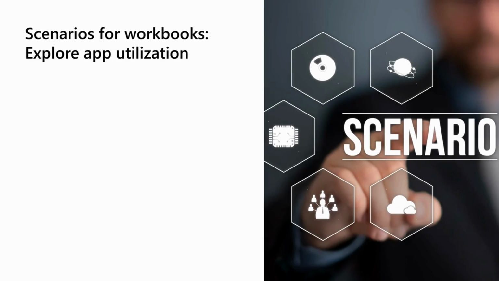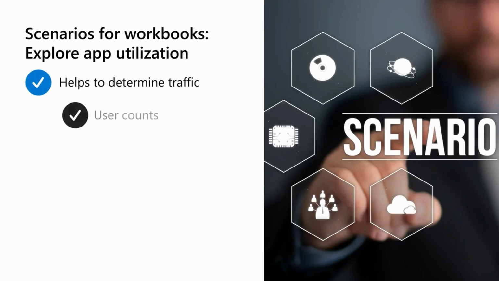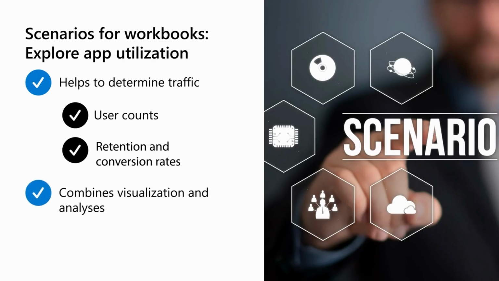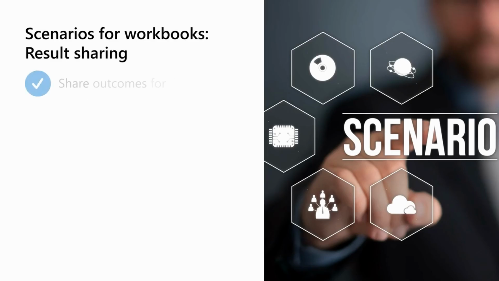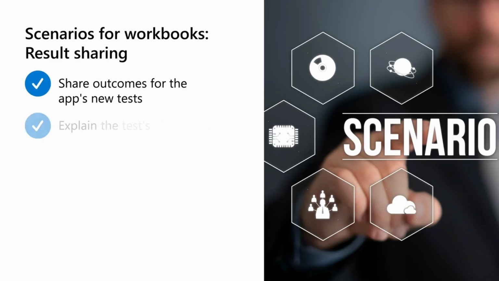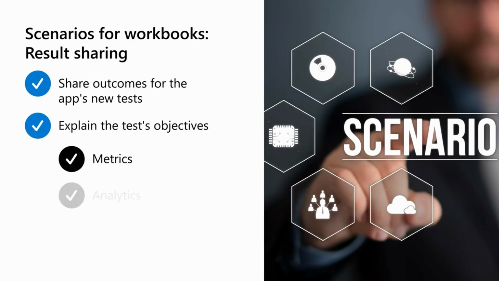Explore app utilization. This scenario aids in comprehending app usage traffic in terms of user counts, retention, and conversion rates. Unlike other usage analytics solutions, workbooks incorporate numerous visualizations and analyses. Describe the new function. Key interaction count and other metrics can be used to quantify the effectiveness of the new feature. Results sharing. You can share the outcomes of the app's new tests with your team. In addition, you can describe the test objectives using metrics and analytics queries.